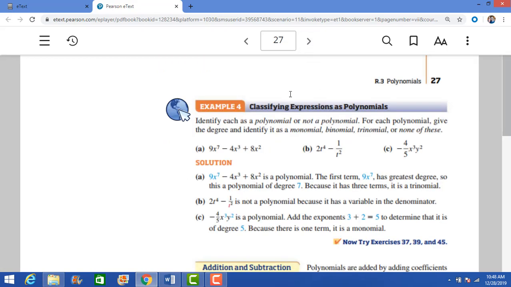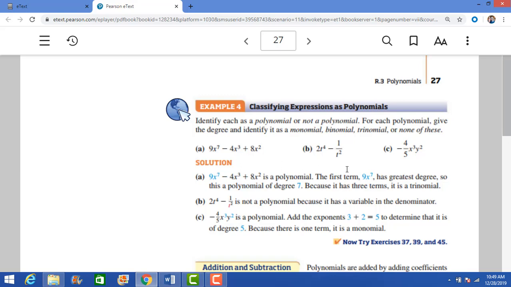Okay, so let's look at the examples here. Let's identify each of the expressions as either a polynomial or not a polynomial. If it is a polynomial, then let's identify the type of polynomial it is, whether it's a monomial, binomial, trinomial, or none of these. Okay, so here, first of all, is this a polynomial? Yes, it has positive exponents. Okay, all the exponents on the terms are positive. Okay, so this is a polynomial, and since it has 3 terms, it's a trinomial. Okay, and it's a degree of 7.